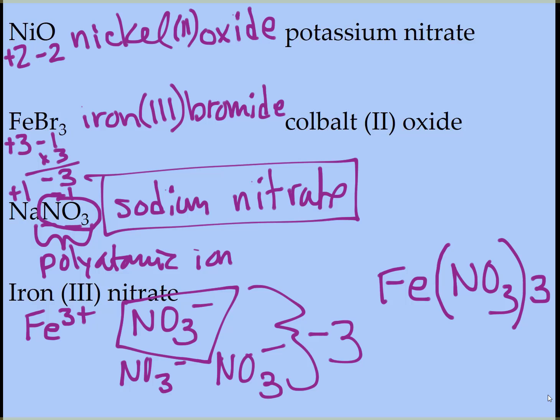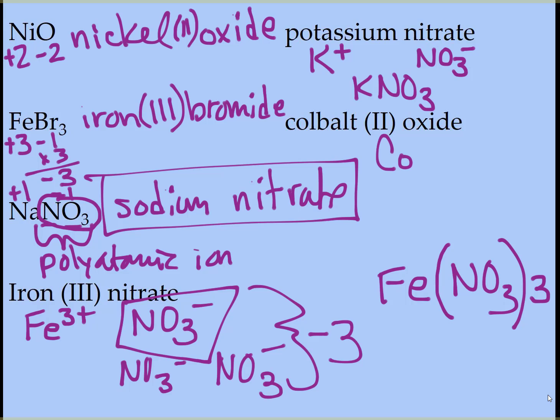Let's do the second column. Potassium nitrate. Potassium is a +1. Nitrate, we know what that is now, NO3 minus, and it looks like I can just stick it together. If you only have one of the polyatomic ions, you don't need the parentheses. You wouldn't need to go like that. That's kind of overkill because there's only one of them. But you do want to put parentheses around it if there's more than one.